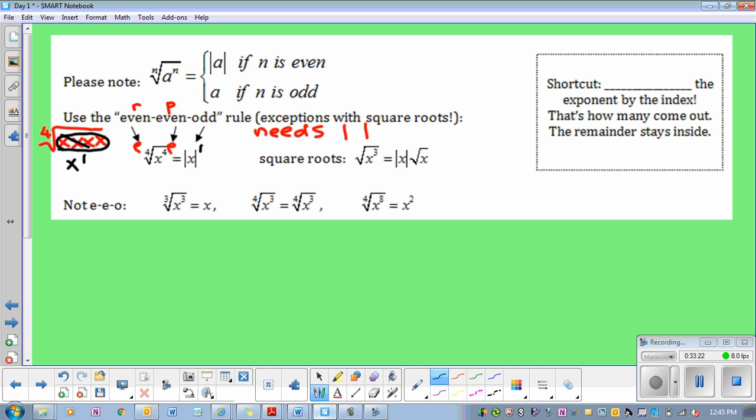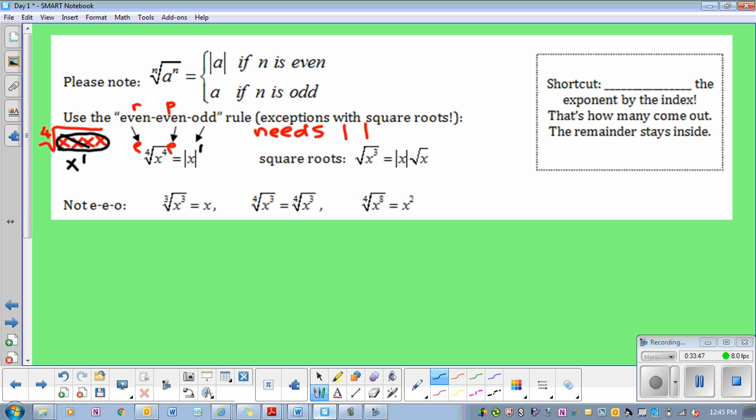Do you agree? Even root, which is 4, even power, which is 4, and when I simplify it, I get just the regular x, which has an odd power. Okay. So if it's even, odd, this needs to be an absolute value of x. Why would you use this?